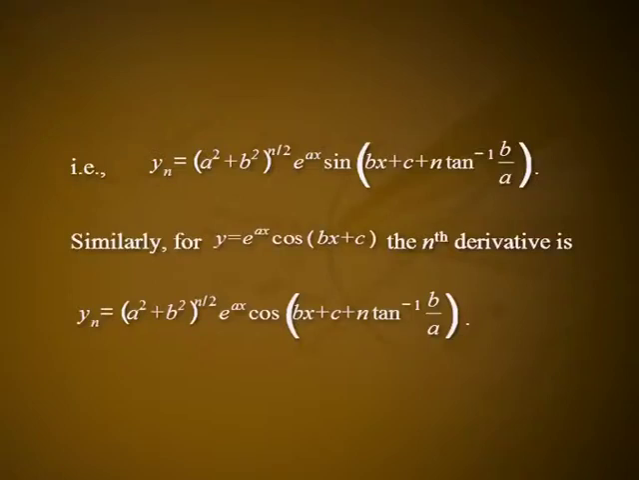Similarly, for y is equal to e raised to ax into cos(bx + c), the nth derivative is yn is equal to (a square plus b square) whole raised to n by 2 e raised to ax cos(bx + c + n tan inverse of b by a).